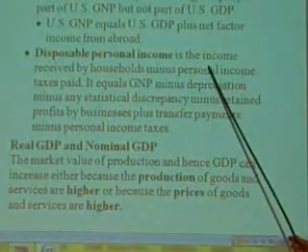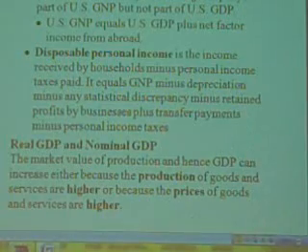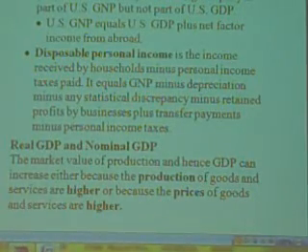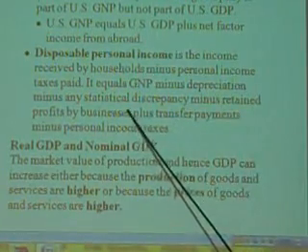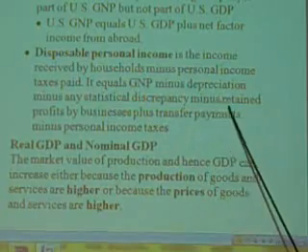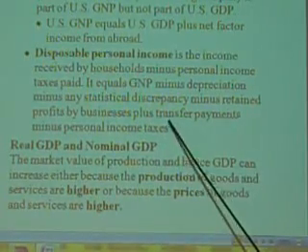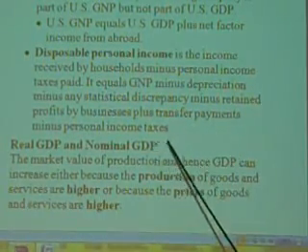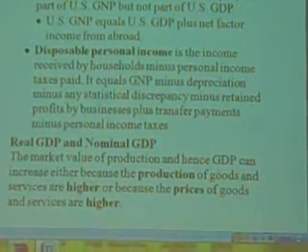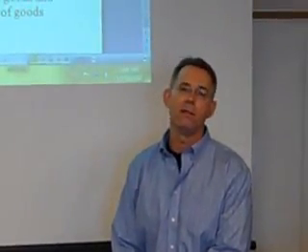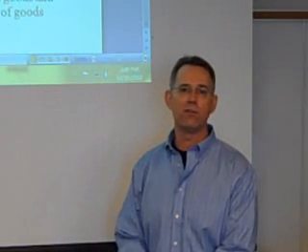Disposable personal income is the income received by households minus personal income taxes paid. It equals GNP minus depreciation, minus any statistical discrepancy, minus retained profits by business, plus transfer payments, minus personal income taxes. Now, you don't need to say all of that quickly at any time, unless you want some sparkling dinner table conversation. Instead, this is written out here for you to see the term as it's defined. But to really understand that term, you'll have to plug in some numbers.